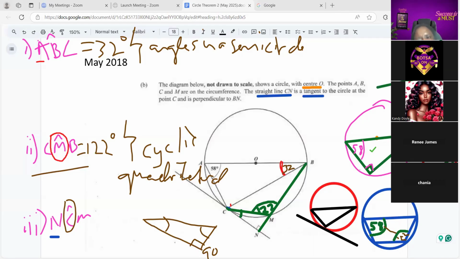So since we found that this angle here is 122, and it's a straight line, the angles on a straight line must add up to 180 degrees. So since the total amount of degrees on a straight line is 180, to find this angle, we could say 180 degrees take away 122. And we get that missing piece there.